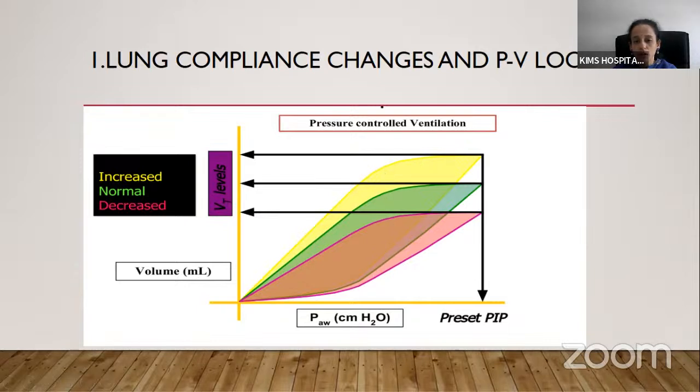Even with a smaller change in the pressure, the volume increases rapidly. So even this one should be avoided. This is seen in meconium aspiration syndrome. Here we have preset the peak inspiratory pressure, that's why the pressure limit is there. Pressure control ventilation, but the volume keeps increasing as the compliance increases.